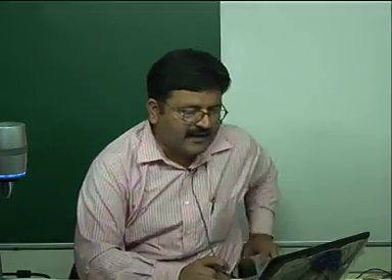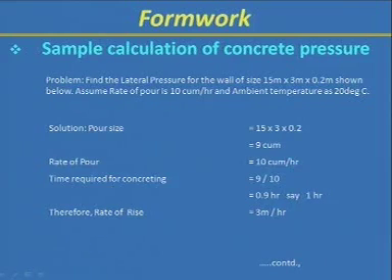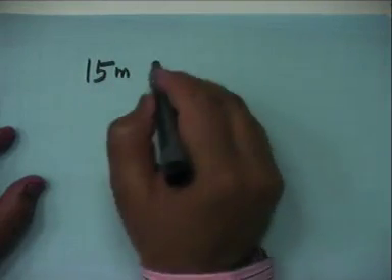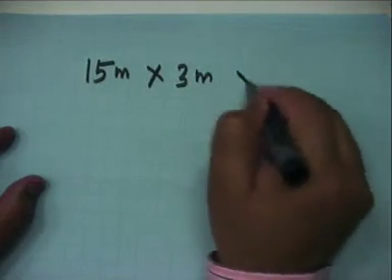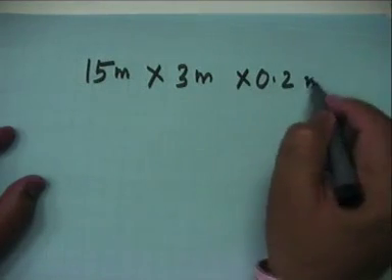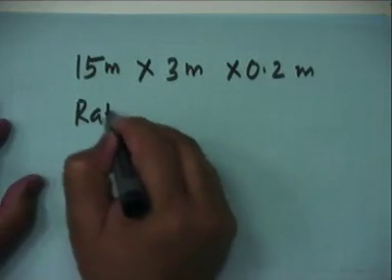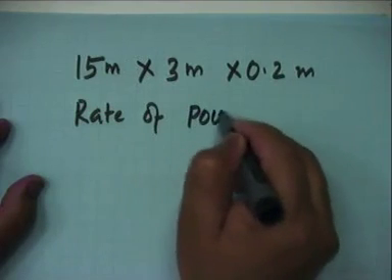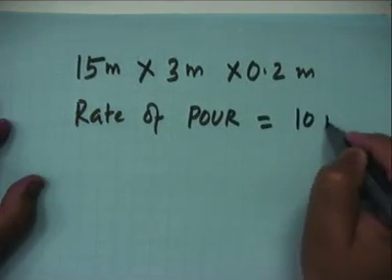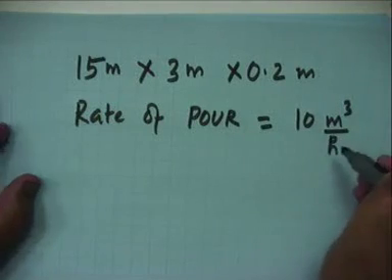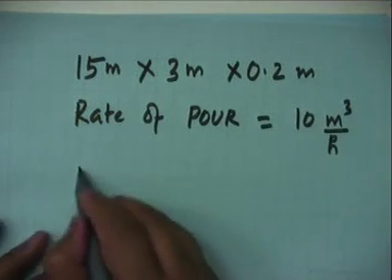Okay, I have one more problem. I have one more example. Now you just do it. Find the lateral pressure. I will not show you this slide because it contains the answer also. So just see this, 15 meter by 3 meter by 0.2 meter. This is your wall. And now let's say the rate of pour is, I am giving you directly, 10 cubic meter per hour. Can you find out R?